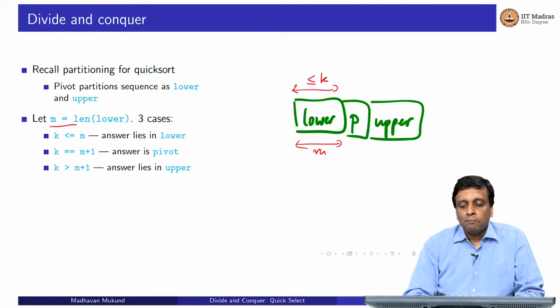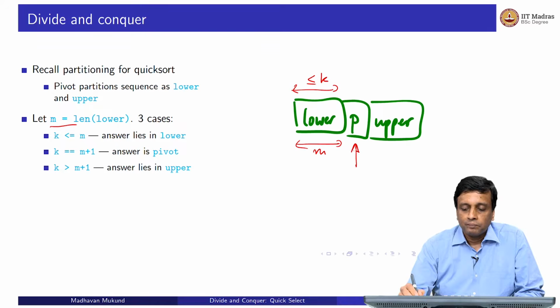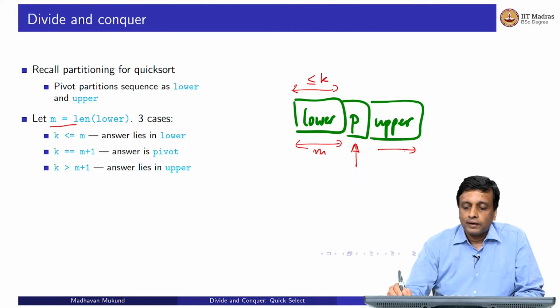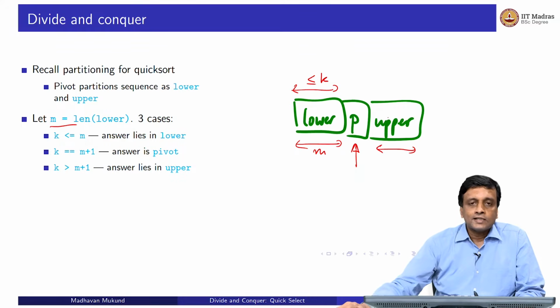If k is equal to m plus 1, then this must be the value that we want. So, we can return the pivot. And if k is greater than m plus 1, then we know the answer lies in this part, right. So, this now gives us a recursive strategy.